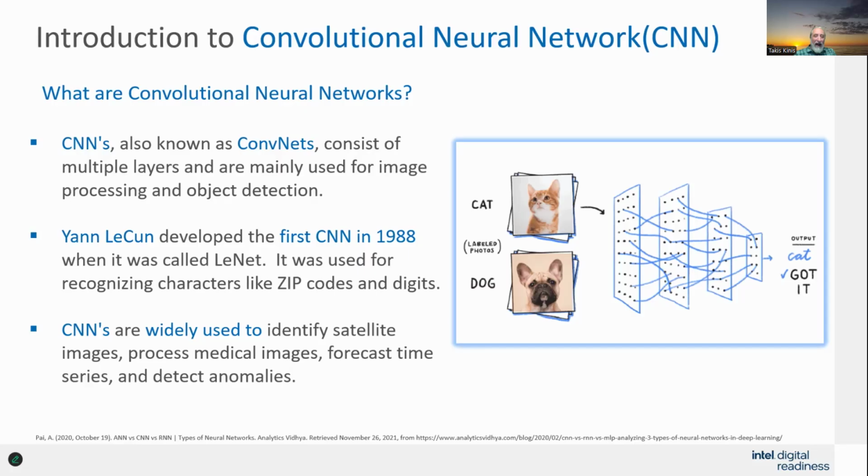But they also had developed a machine before those codes were there to do that reading. So I think that's kind of interesting. We use convolutional neural networks to look at satellite images, process medical images, forecast time series, and detect anomalies.